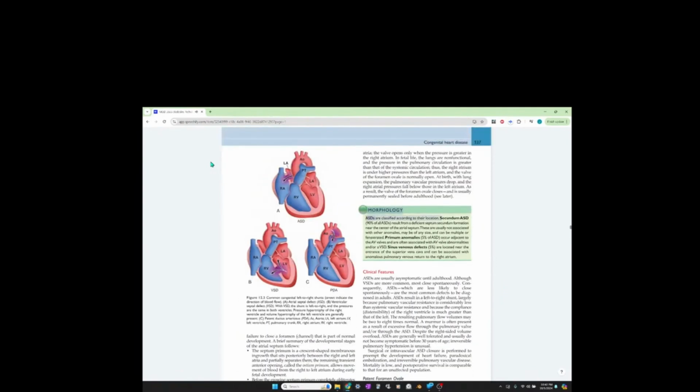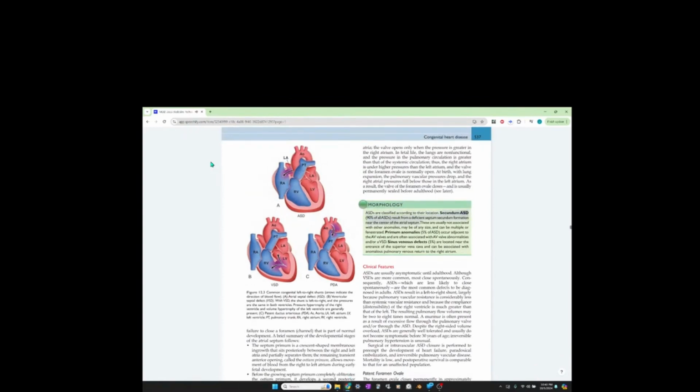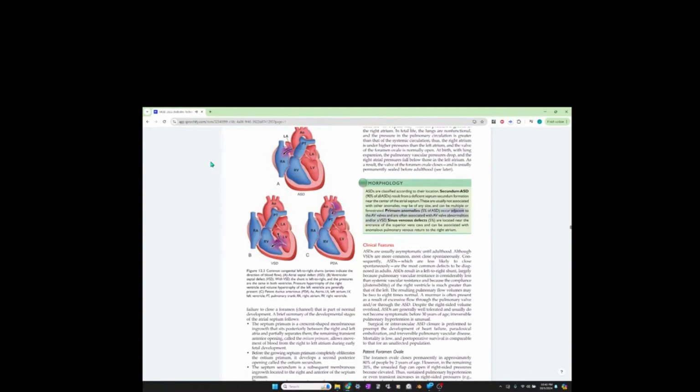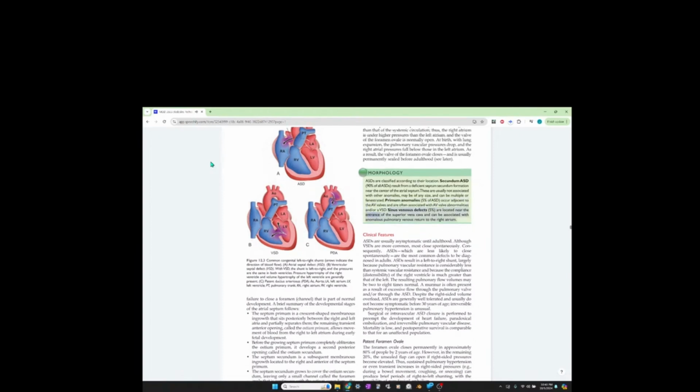Morphology: ASDs are classified according to their location. Secundum ASD results from a deficient septum secundum formation near the center of the atrial septum. These are usually not associated with other anomalies, may be of any size, and can be multiple or fenestrated. Primum anomalies occur adjacent to the AV valves and are often associated with AV valve abnormalities and/or VSD. Sinus venosus defects are located near the entrance of the superior vena cava and can be associated with anomalous pulmonary venous return to the right atrium.